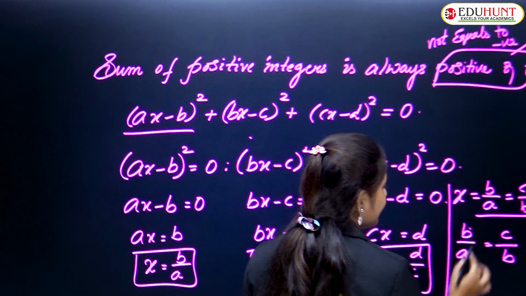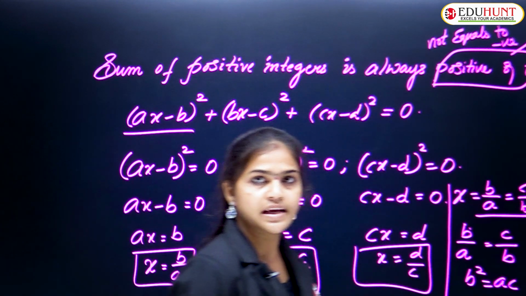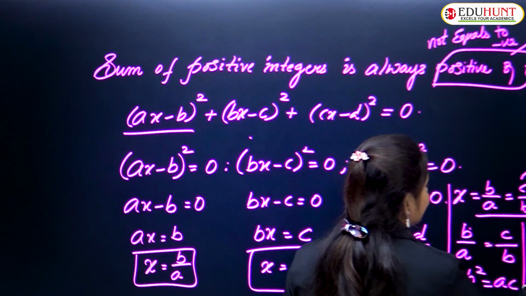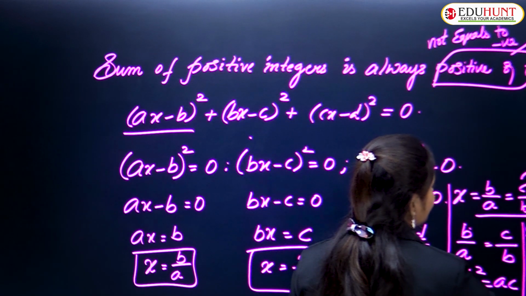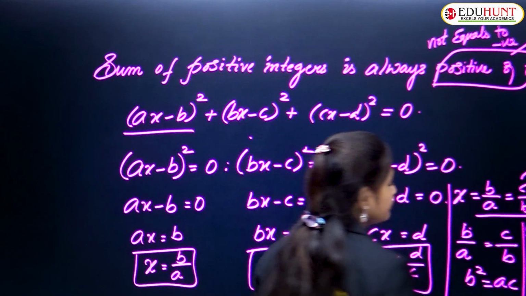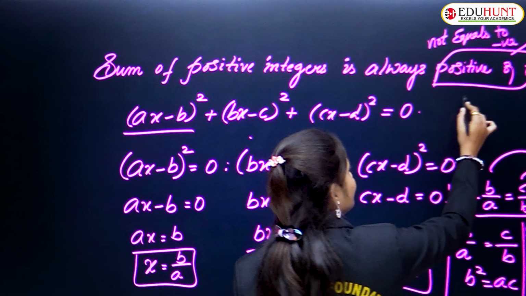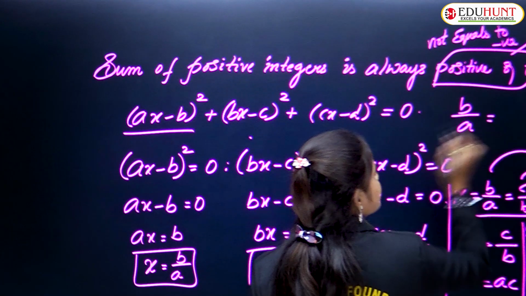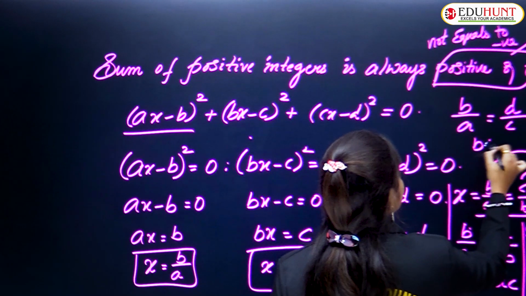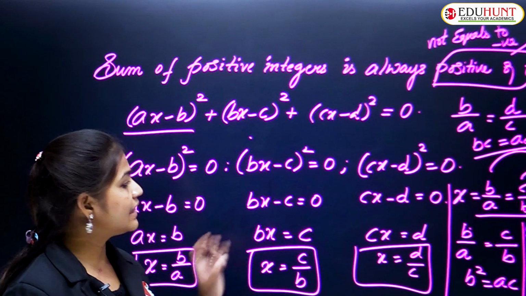So we can take b square is equal to ac. Yes or no? And in the same way if you want to take these two, then c by b is equal to d by c, so c square is equal to bd. Understand? Or else if you want to take these two, then what will you get? b by a is equal to d by c, so bc is equal to ad. Understand? So here 3 conditions we got.